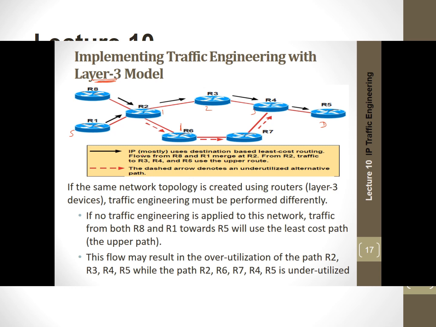So the dashed arrow, okay, IP mostly uses destination based least cost routing. So in this scenario, what is the least cost? The least cost is the smaller number of routers. The smaller number of routers is the least cost. So the smaller number of routers are of course this way, and the larger number of routers are this way. The dashed arrow denotes an underutilized alternative path. So this path is underutilized and this path is overutilized before applying traffic engineering.